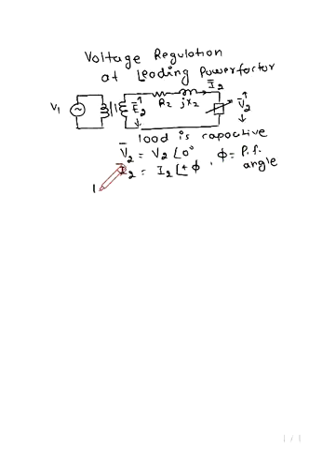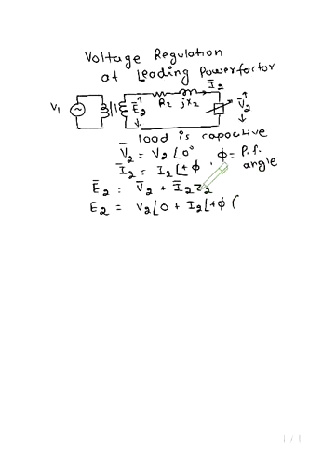Now again we will write the equation: E2 is equal to V2 plus I2 times Z2. So we can write E2 as V2 angle 0 plus I2 angle plus phi, multiplied by Z2, where Z2 is equal to R2 plus jX2.